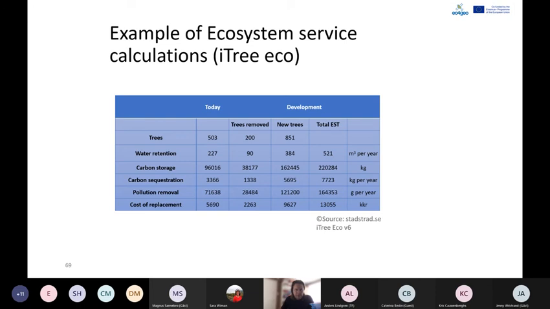but currently 96,000 kilos of carbon will increase to 220,000, and so on. And the pollution removal will increase also. We also have a figure of cost of replacement. It's calculated within the i-Tree Eco. Currently the replacement cost, in this case in thousands of crowns, is about 13,055 kilo crowns, and that would mean that it is 13 million crowns with a new development.